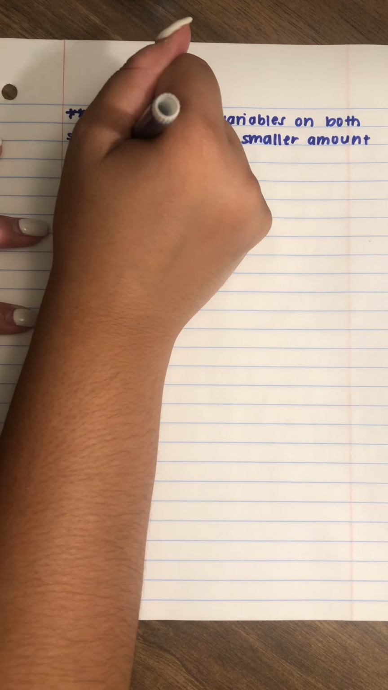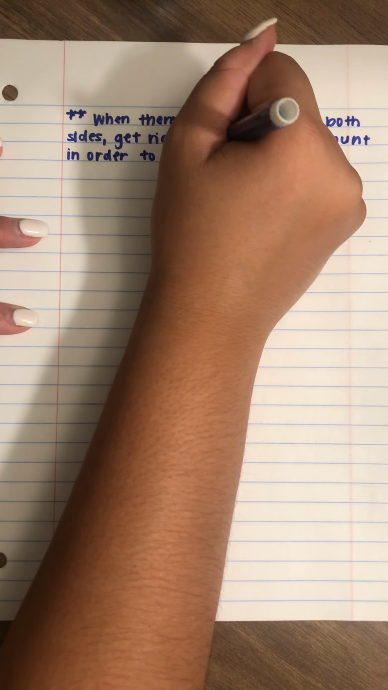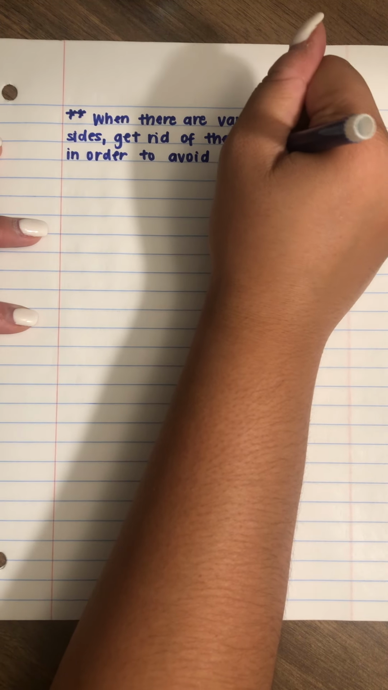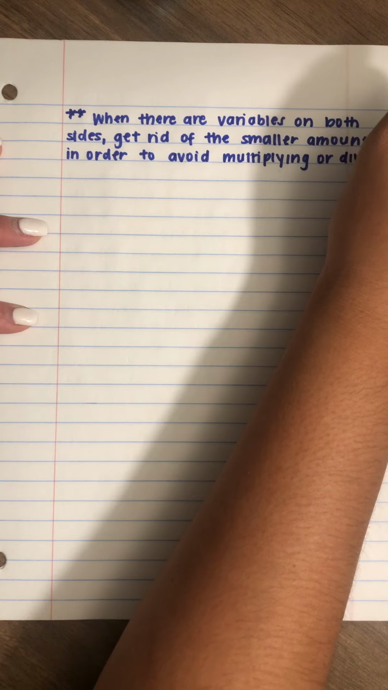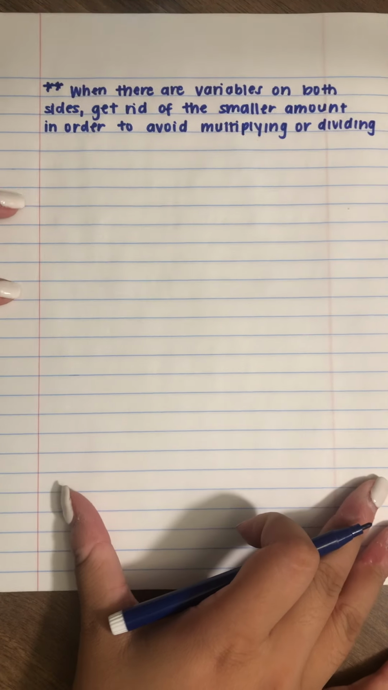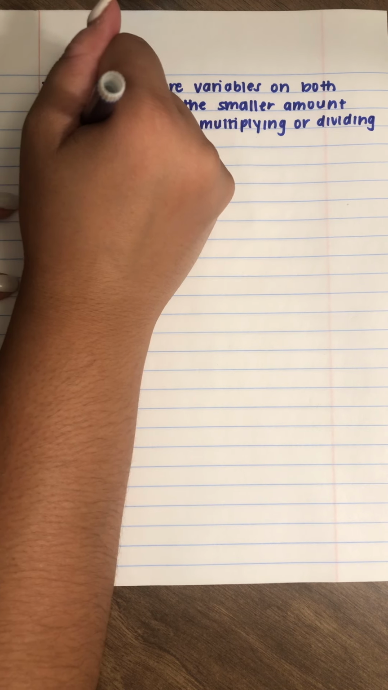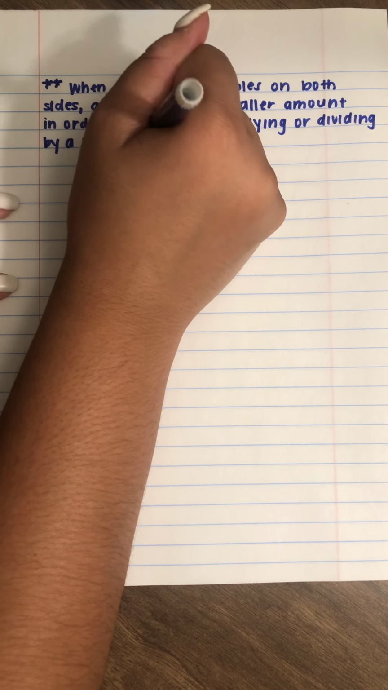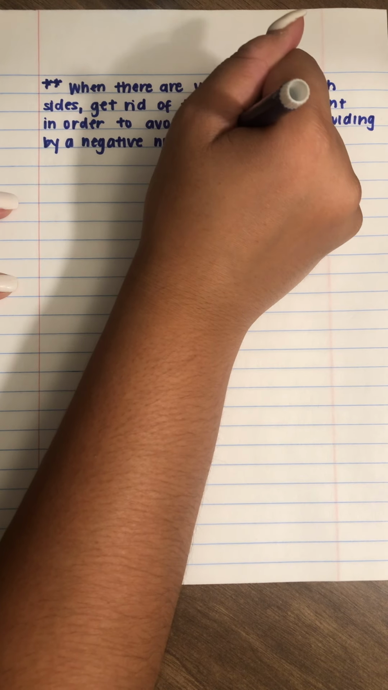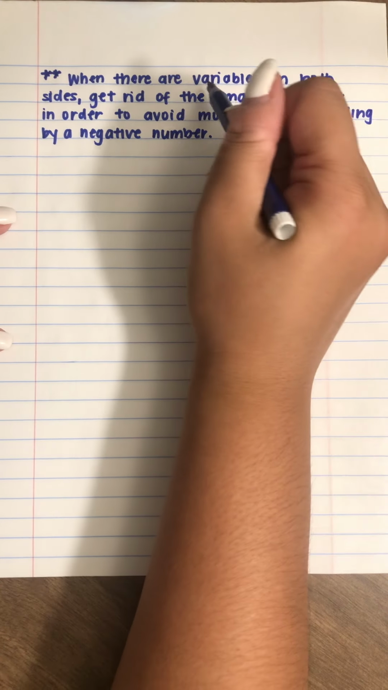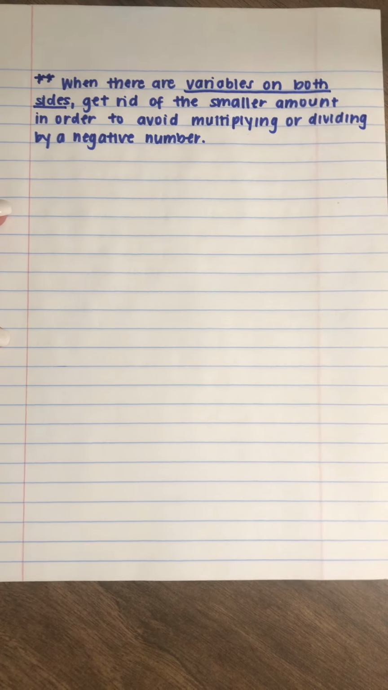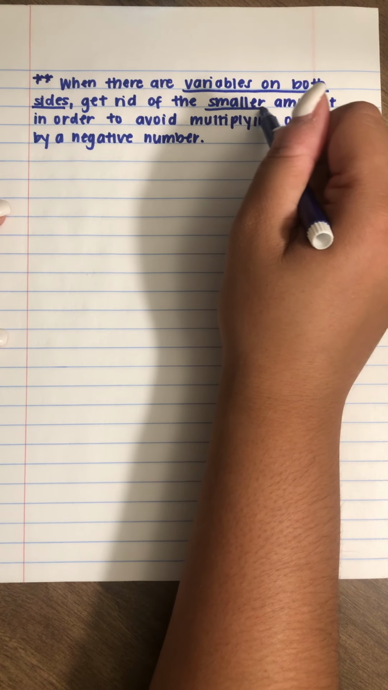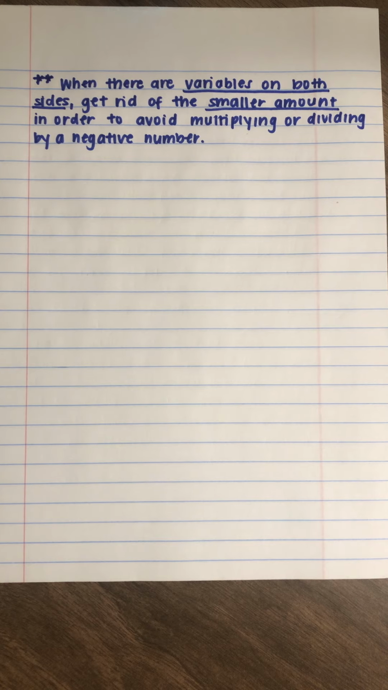in order to avoid multiplying or dividing by a negative number. So again, when we have variables on both sides, we want to eliminate or get rid of the smaller amount in order to avoid multiplying or dividing by a negative number.